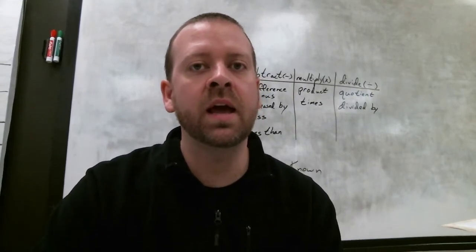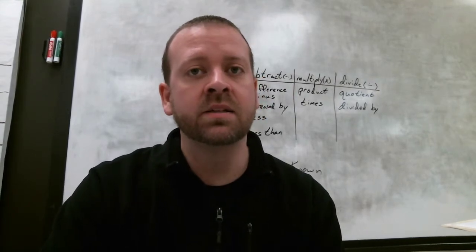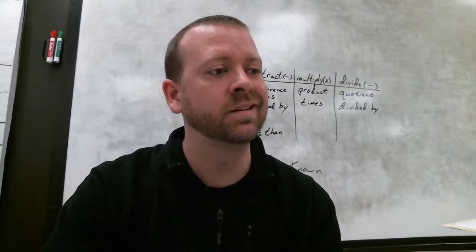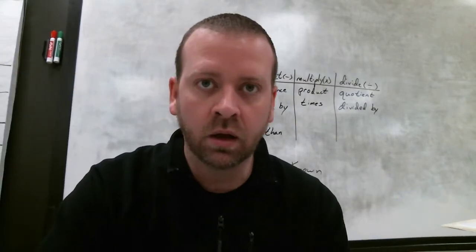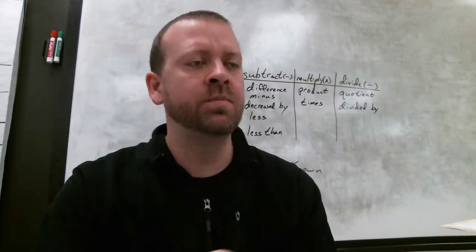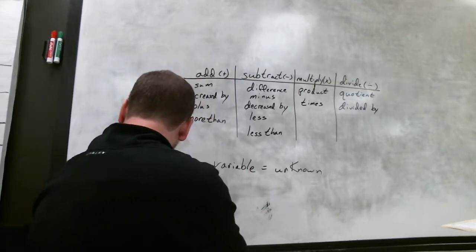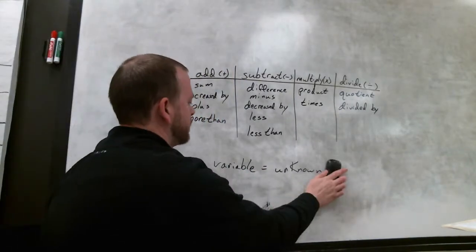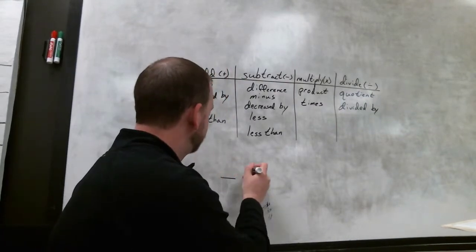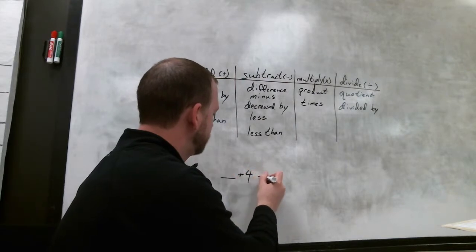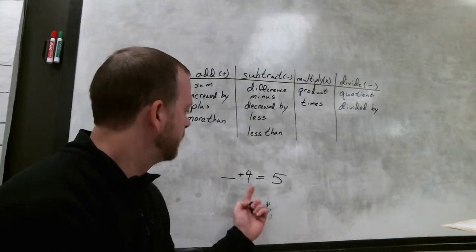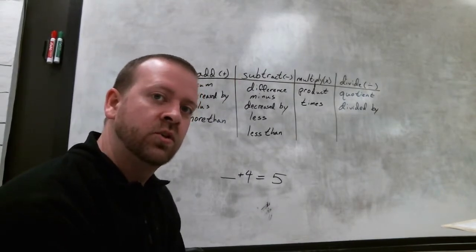Now, let me give you an example of how you have been doing some of these algebraic expressions or algebraic sentences since you were in first grade, when you were first learning how to do math. So this may help you realize that it's not so hard. Let me give you one of these algebraic expressions without the variable. Blank plus 4 equals 5. This is algebra, basically. You just didn't know it.